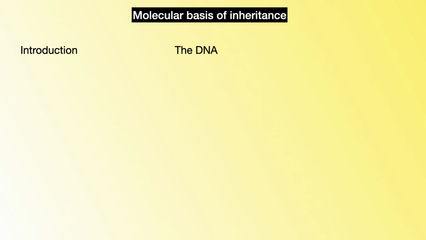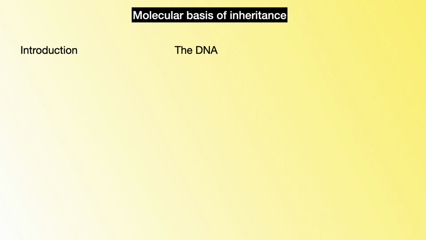Nitrogenous bases from each strand are held together by hydrogen bonds. They form base pairs. Two hydrogen bonds are seen between adenine and thymine, and three hydrogen bonds are present between guanine and cytosine. So, a purine always pairs with a pyrimidine.